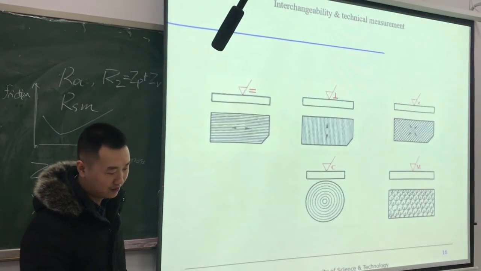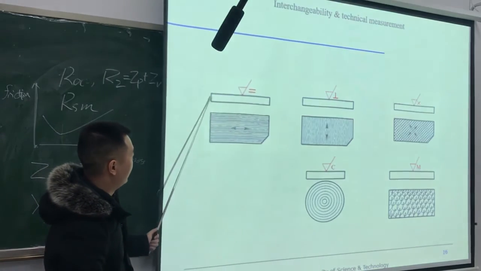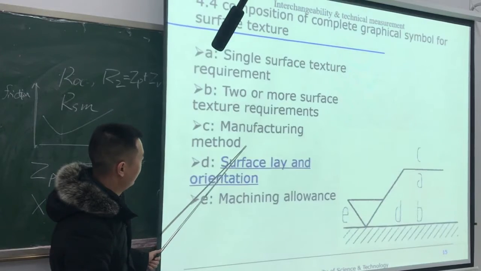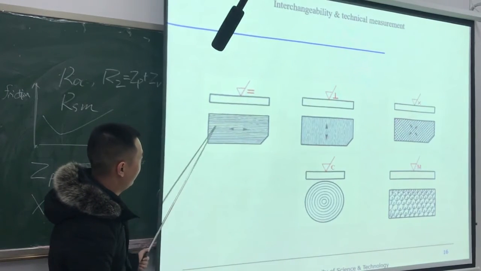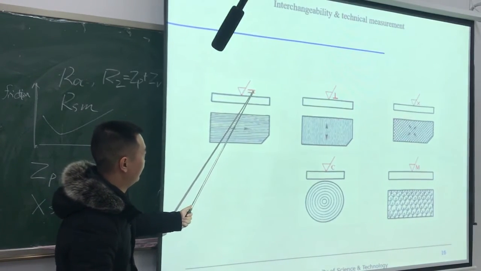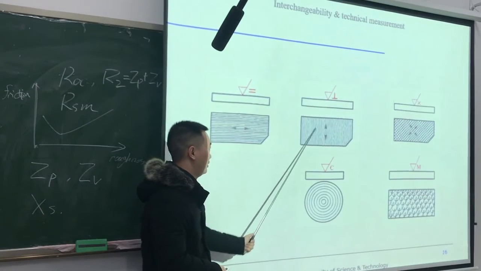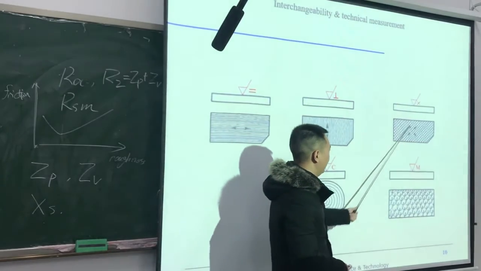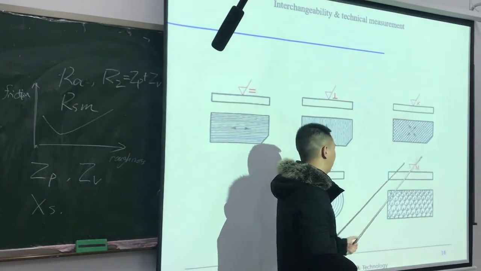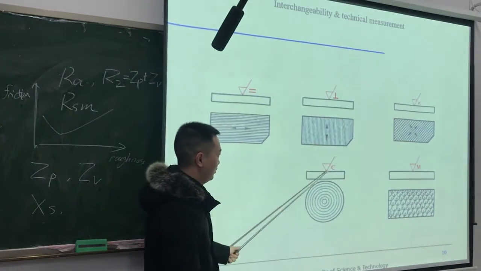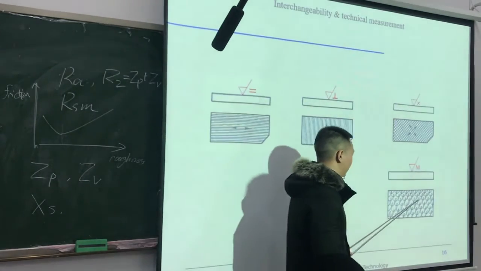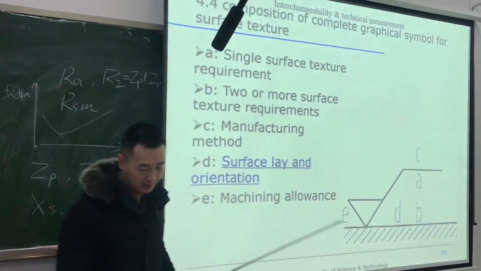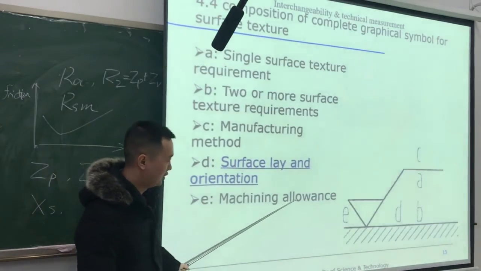Here are some examples. If the surface orientation is in this direction, we put this symbol here. This is perpendicular, then we add this sign, and the X direction and the circular direction, and this is multiple directions, M. And E is the machining allowance.